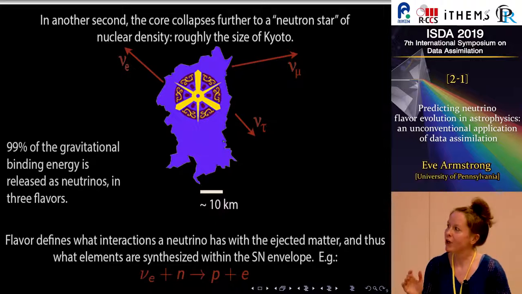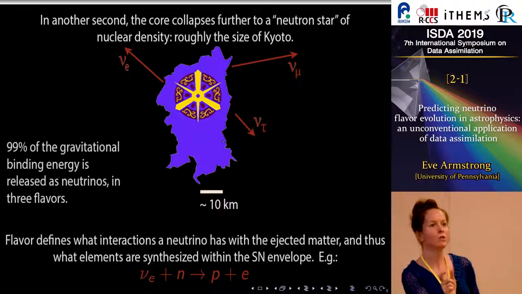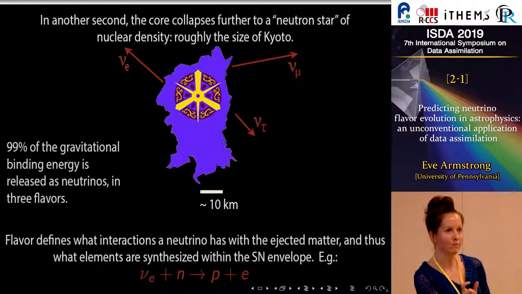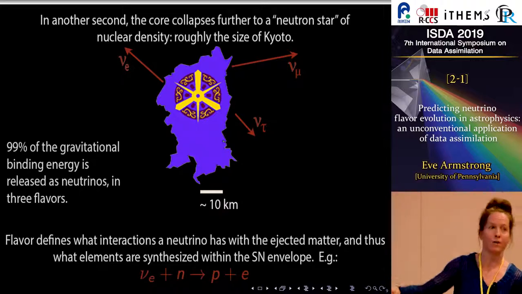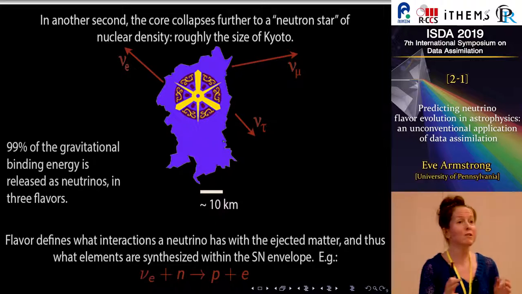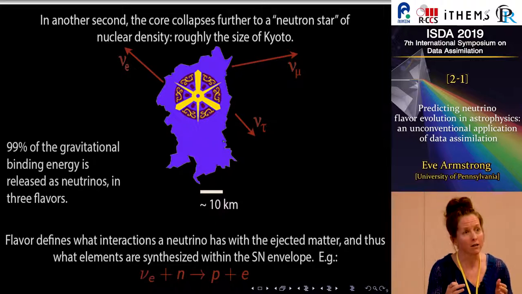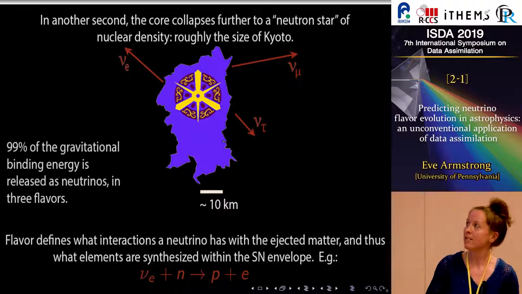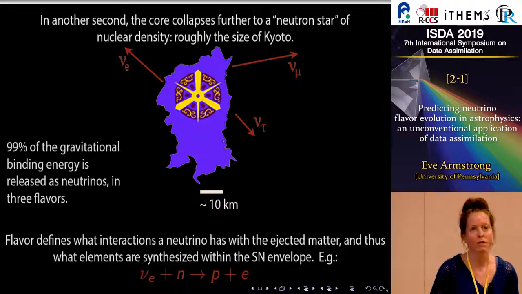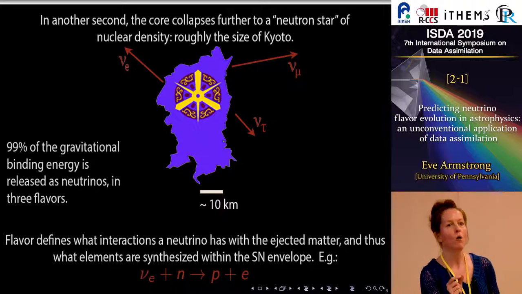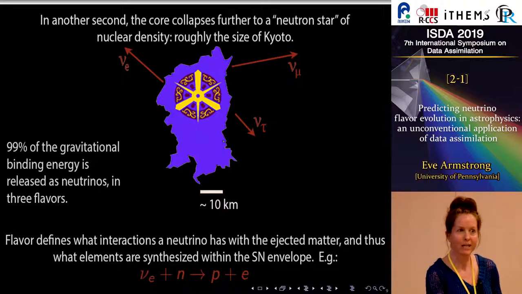So the neutrinos are setting the neutron to proton ratio in these clouds. And remember, we're at the center here. The supernova is all out here. There's nucleosynthesis going on in the cloud, and it is believed that the elements heavier than iron are created in these events. So the neutrinos are setting the neutron to proton ratio. They are setting what types of elements can be created in these clouds.